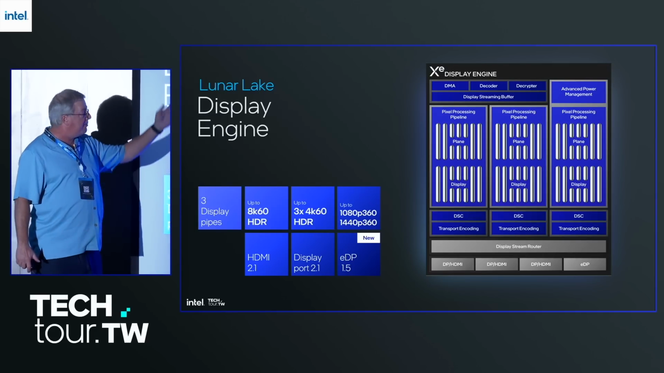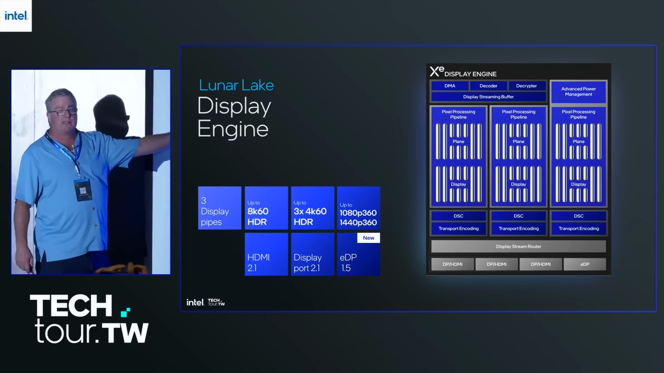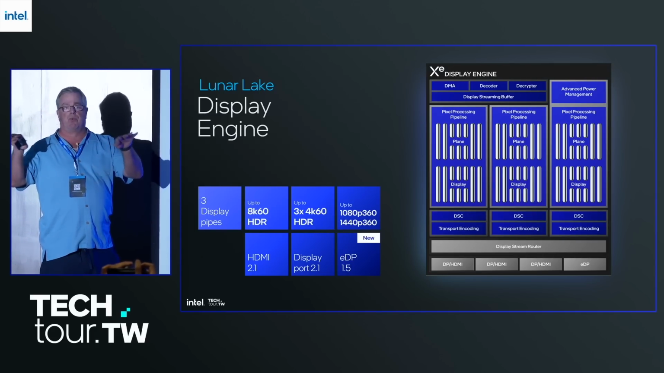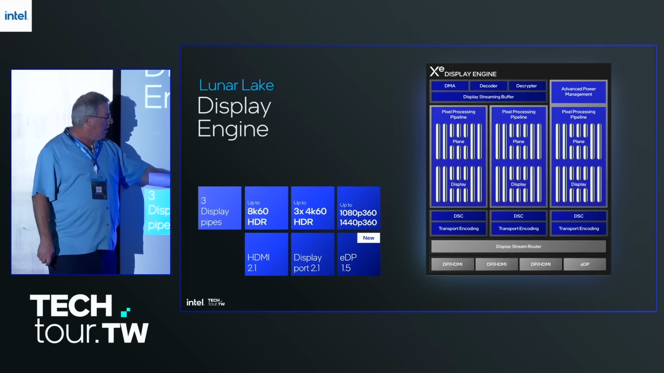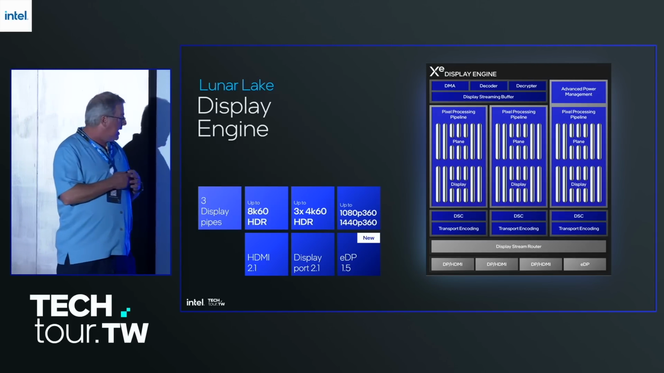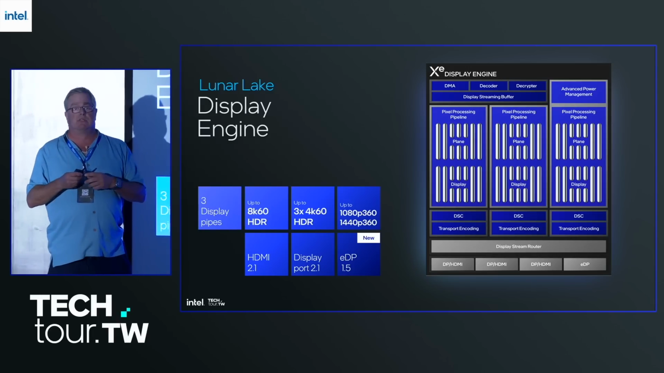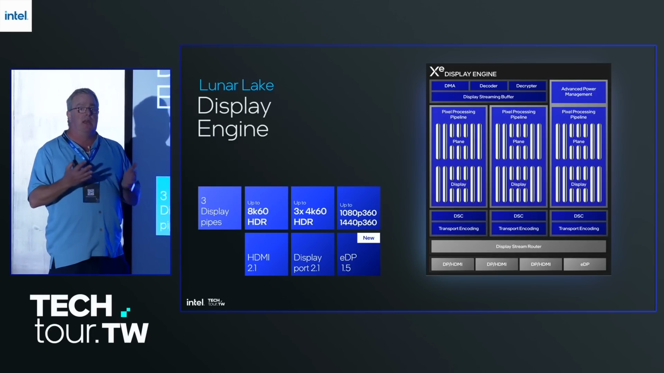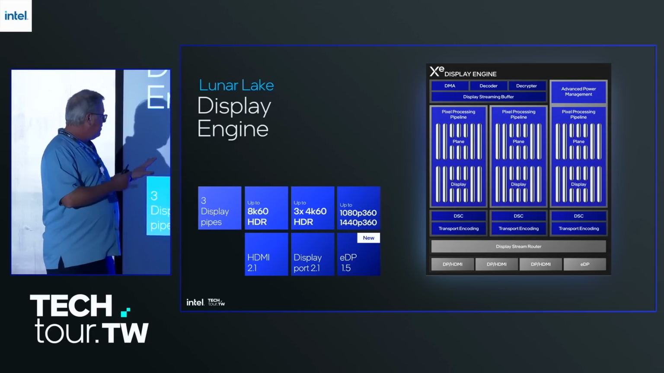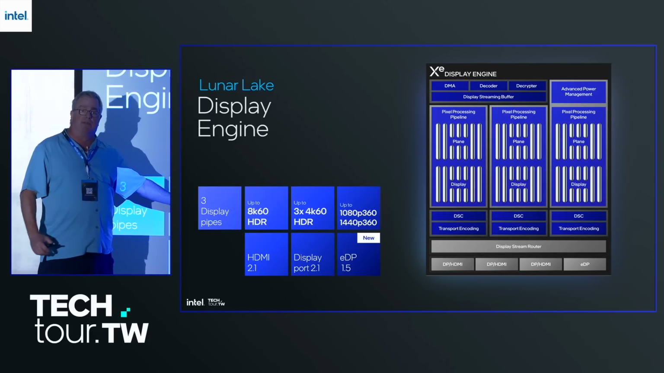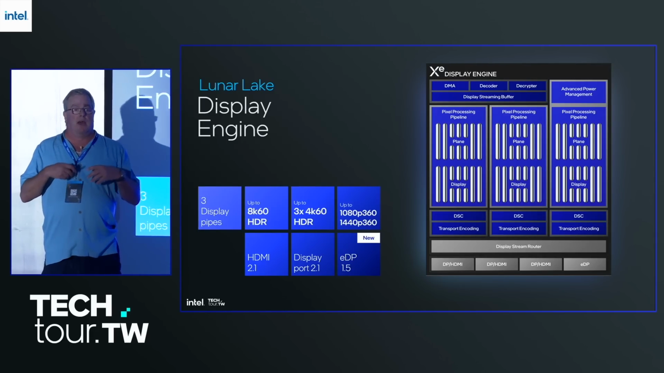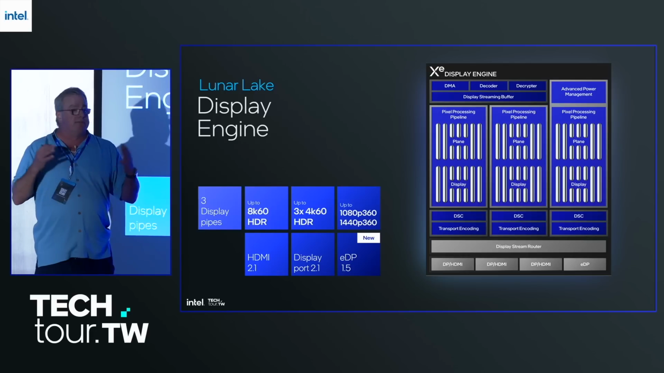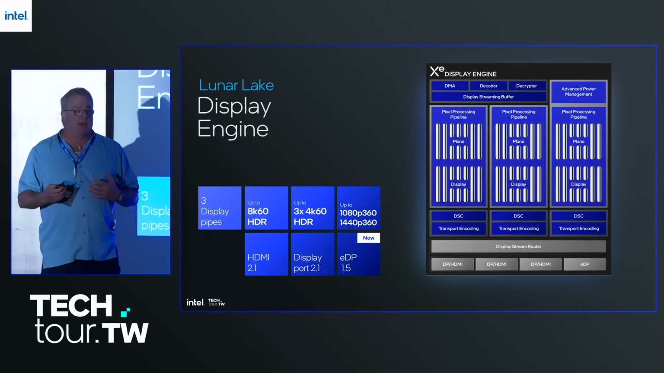So there's 3 display pipes, which are these pixel processing pipelines, which means you can have 3 different displays connected. We support 8K60 HDR or 3x4K 60 HDR, and even up to 360 hertz 1080p and 25x14. So the key thing is, there's actually a brand new interface on the Lunar Lake display engine, which is called EDP 1.5, and I'll talk all about that in just a second. So it's a very high-performant display interface.